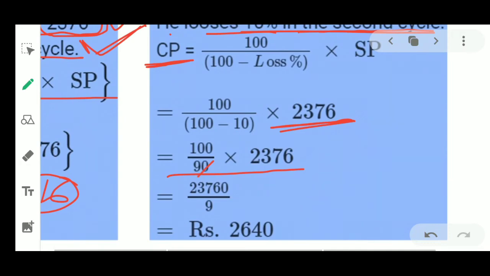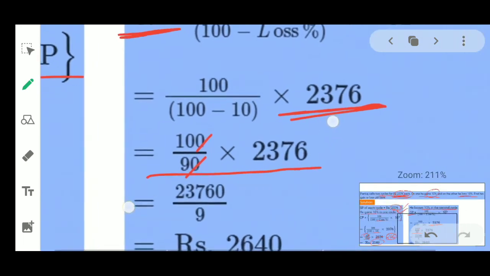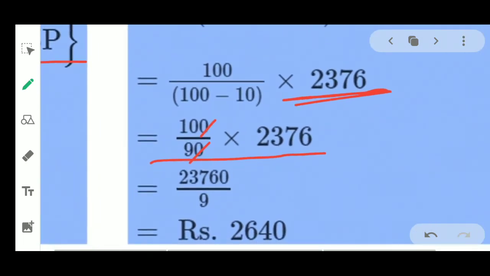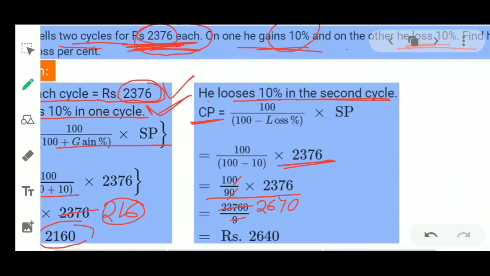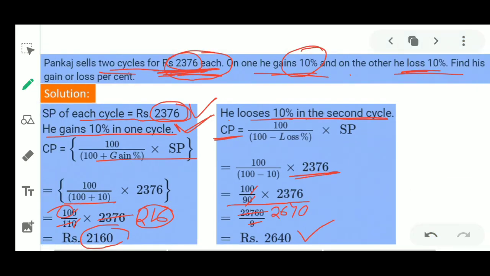Now the zeros will be cancelled here. Okay. Now that is equal to 2376 by 9. Now we'll divide 23,760 by 9. Okay. So 9 2s are 18. Then we'll have 57. 9 6s are 54. Then we'll have 36. 9 4s are 36. Then last we'll have 0. So the cost price of another cycle is 2640.